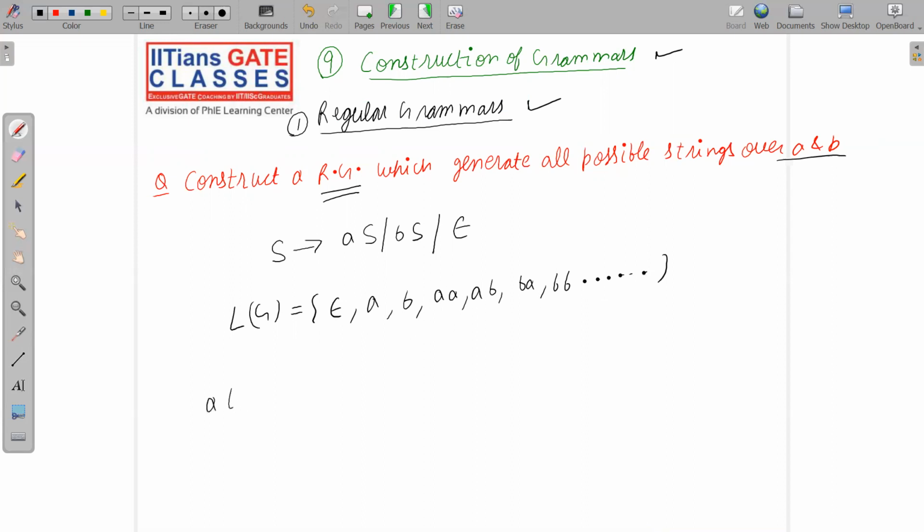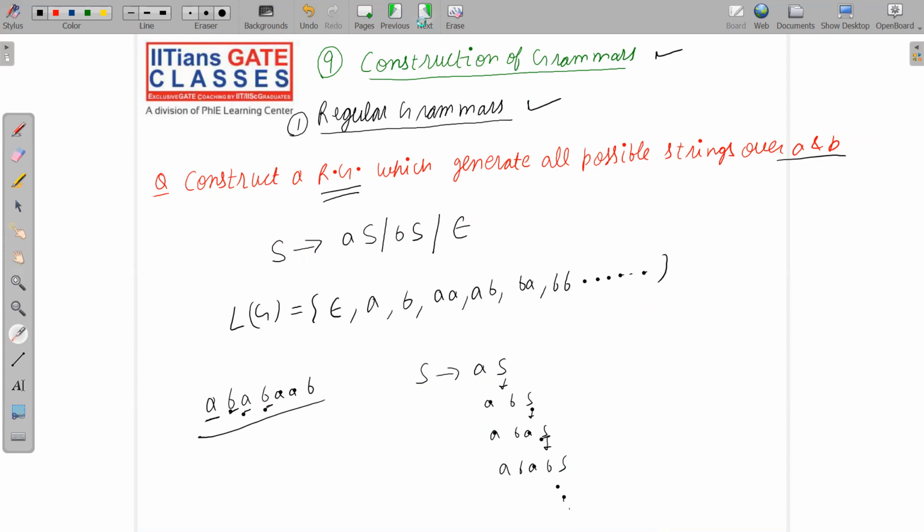If you want to check, say if I write a string like this, is this string generated? Yes, obviously this string will be generated. See, the first symbol is a, so you will write S implies aS. Now the second is b, so you will make it bS. Now the next is a, so you will make it aS. The next is b, so you will make it bS, and so on. I hope I have made the point clear. So you can derive the string yourself also. You just name the string, and I can generate it with the help of this grammar. So it will generate all possible strings over a and b.